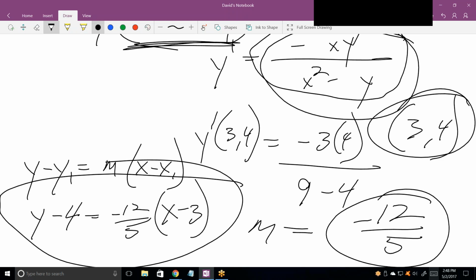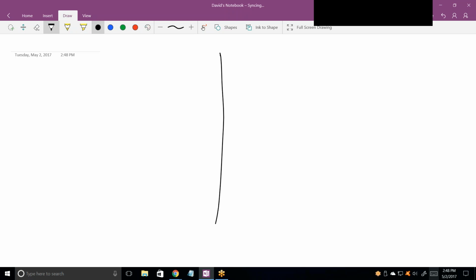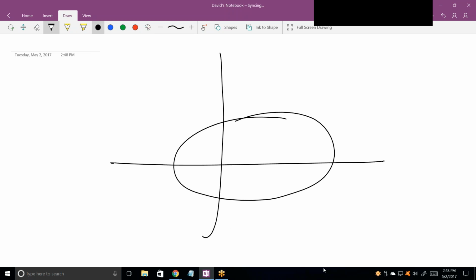In other words, graphically, maybe that thing was an ellipse. And I want the equation of the tangent line at 3 comma 4. Well, there's 3 comma 4. So I want the equation of that tangent line. It's going to have a certain slope, and it's going to go through a point. And once you have a slope and a point, then you can always use point-slope format to figure out the equation of that line.